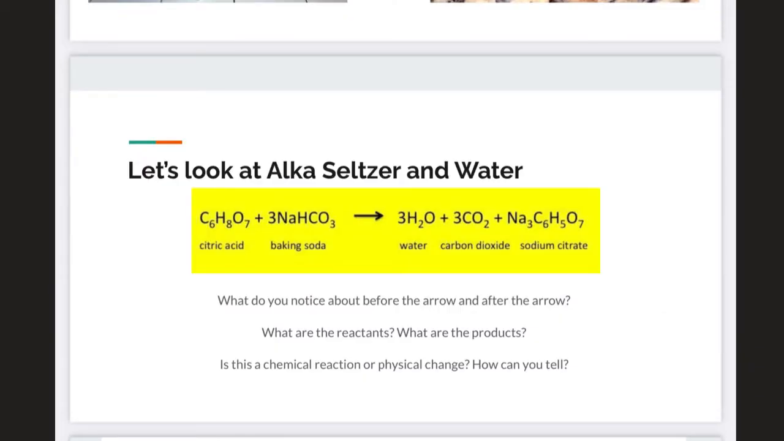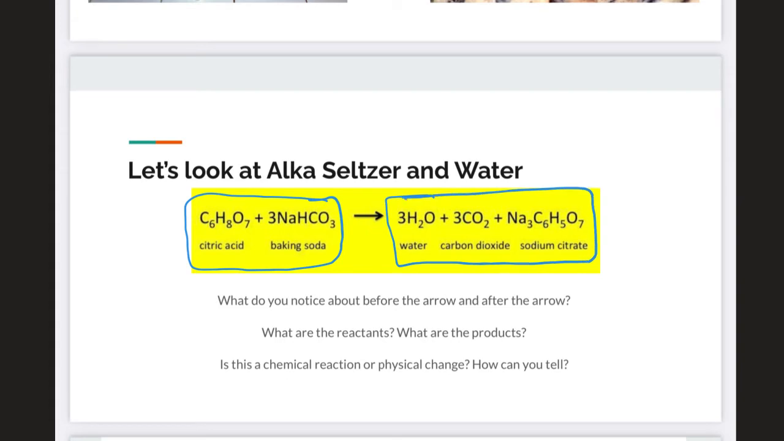All right, and so now let's look at Alka-Seltzer and water. Is this a chemical reaction? So what do you notice before the arrow and after the arrow in that yellow box? So before the arrow, you have citric acid, which is Alka-Seltzer, plus the baking soda, and then you have your arrow, and then afterwards, you have water, carbon dioxide, and sodium citrate. So what are you noticing? Do you think this is a chemical reaction or a physical change, and how can you tell?